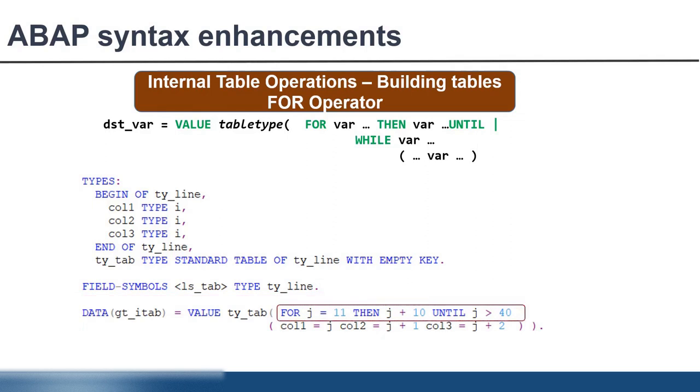The initialization, iteration, and the limit condition are taken care of within the for statement. Also, the assignment of values to the final structure. The value keyword will pass the final records to the internal table.